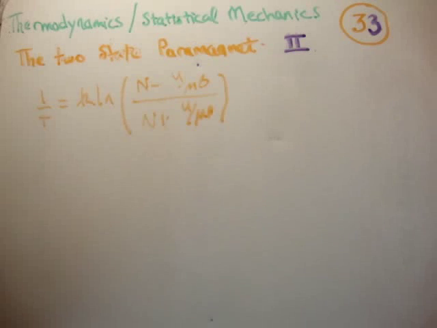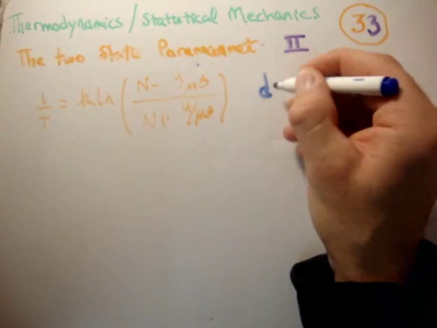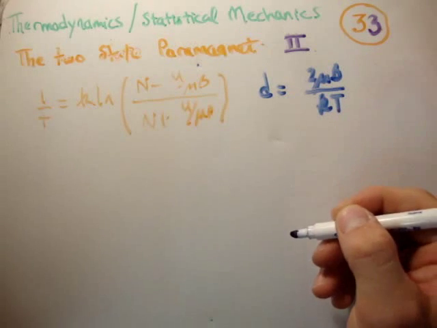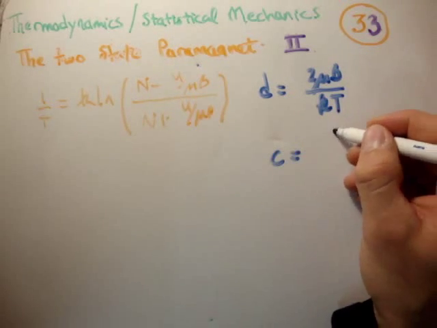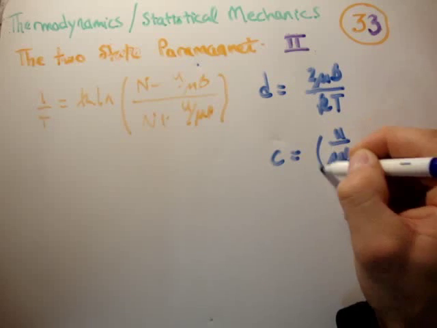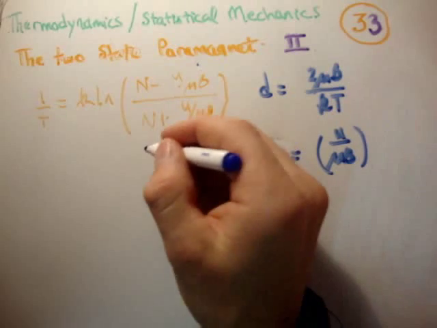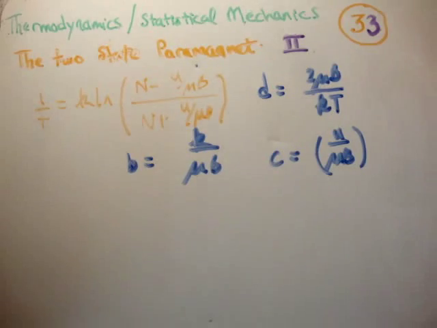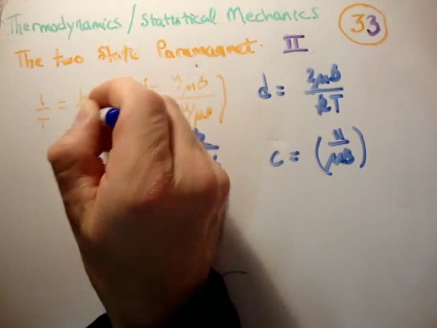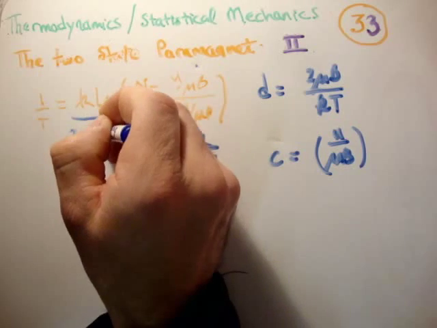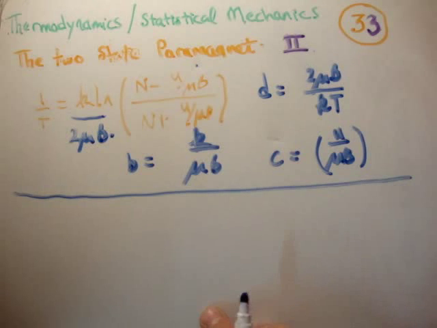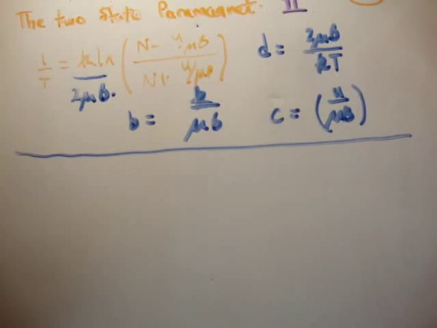Okay, now I'm going to give you some definitions. I'm going to say that D is equal to 2 mu B over kT, and C is equal to U over mu B. Okay, C, D, and there's another one, B is equal to k over mu B. And I'm actually forgetting there's 2 mu B here as well. Now, okay, so look, it's just algebra. Algebra is just a bit of a pain.